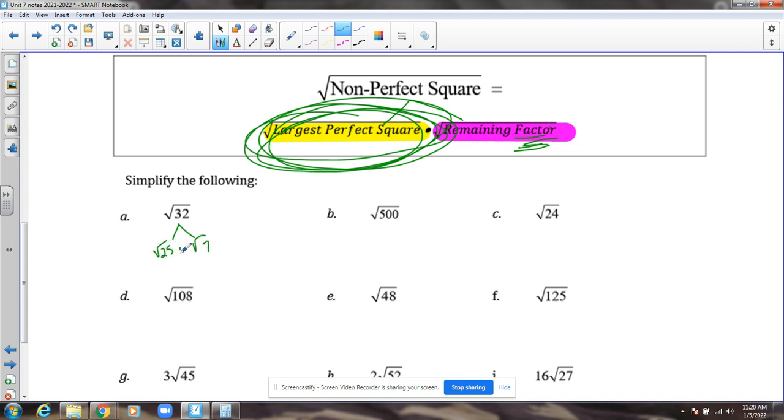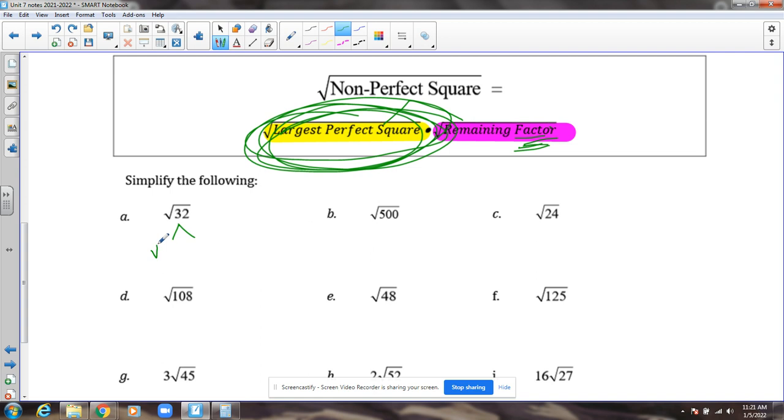So that would be addition. Addition doesn't work this way. It works differently when you're dealing with radicals. 25 plus 7 is 32. But the square root of 25 plus the square root of 7 is not 32. So when we're looking for these perfect factors, it's not addition or subtraction. It's the multiples that go into 32.